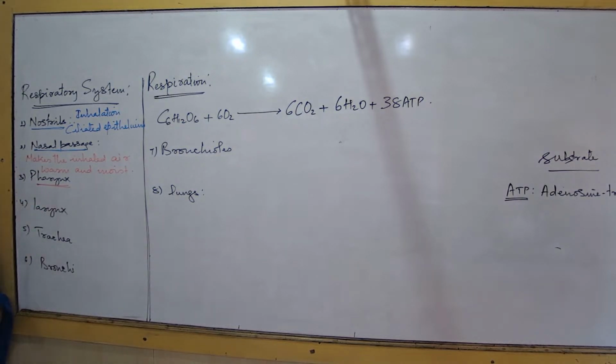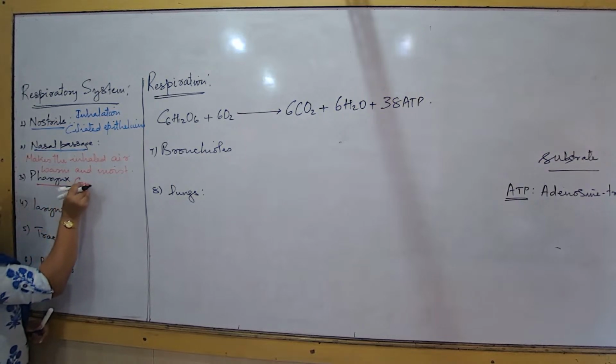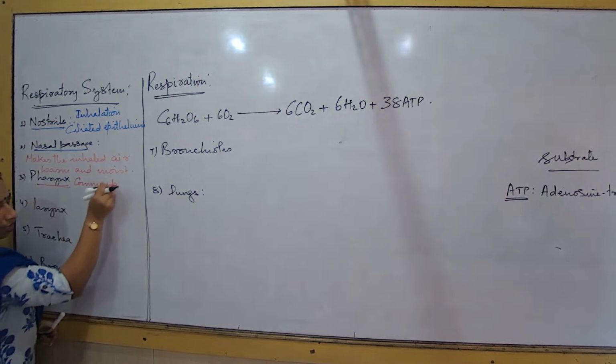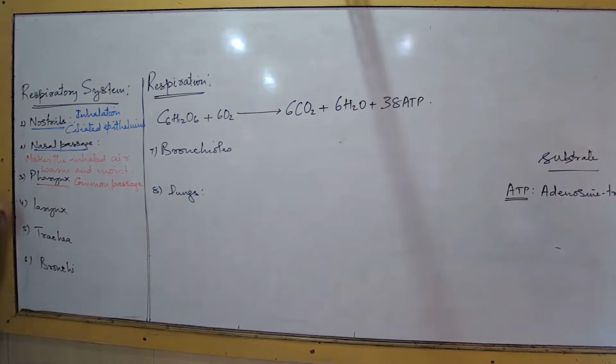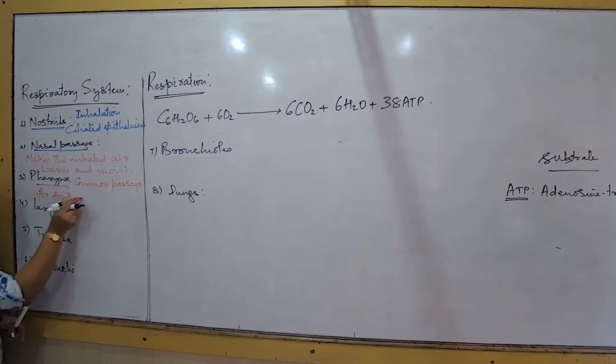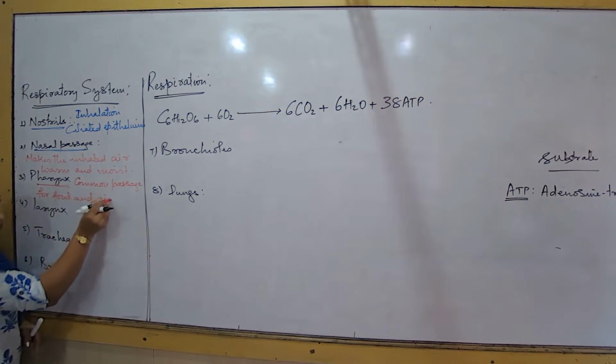What function do you write then for the pharynx? What function? Just now what I mentioned. It's a common passage for food and air. What is the function of the pharynx? Always we write, it's a common passage for food and air. Another point for nasal passage: warm and moist. These are the two parts that always we should write. Common passage for food and air.